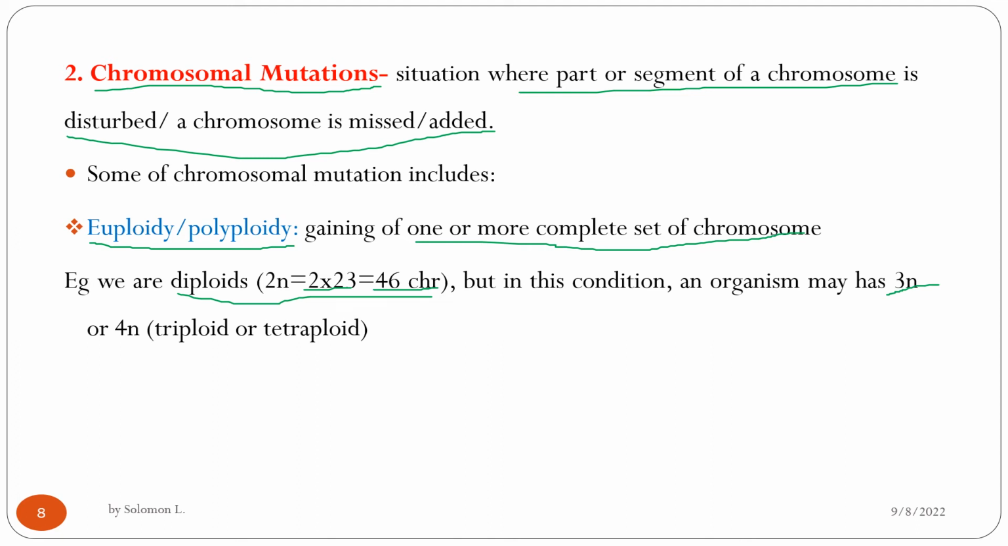That means triploidy, or they may have tetraploidy, 4N type. Because one complete set of chromosomes, that means 23 chromosomes, is added in case of triploidy. In tetraploidy type, 46 chromosomes are added. So this type of chromosomal mutation is known as euploidy or polyploidy.